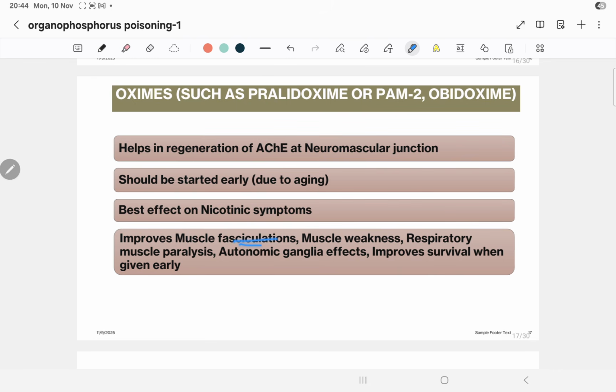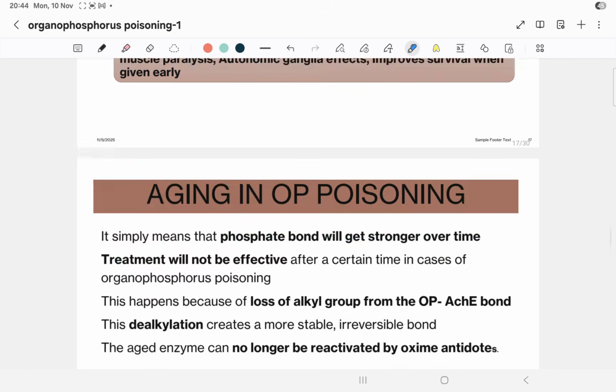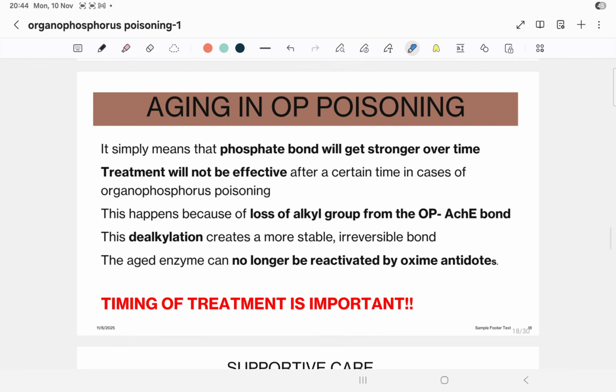Atropine has the best effect on muscarinic symptoms, and oxime has the best effect on nicotinic symptoms. It improves muscle fasciculations, muscle weakness, respiratory muscle paralysis, all related to muscles, autonomic ganglia effects, and improves survival when given early. So this early treatment is very important, because as aging happens, the bond between acetylcholinesterase and the organophosphorus compound will get stronger. So this is what we call aging in OP poisoning. The phosphate bond will get stronger over time. Treatment will not be effective after a certain time. This happens because of the loss of an alkyl group.